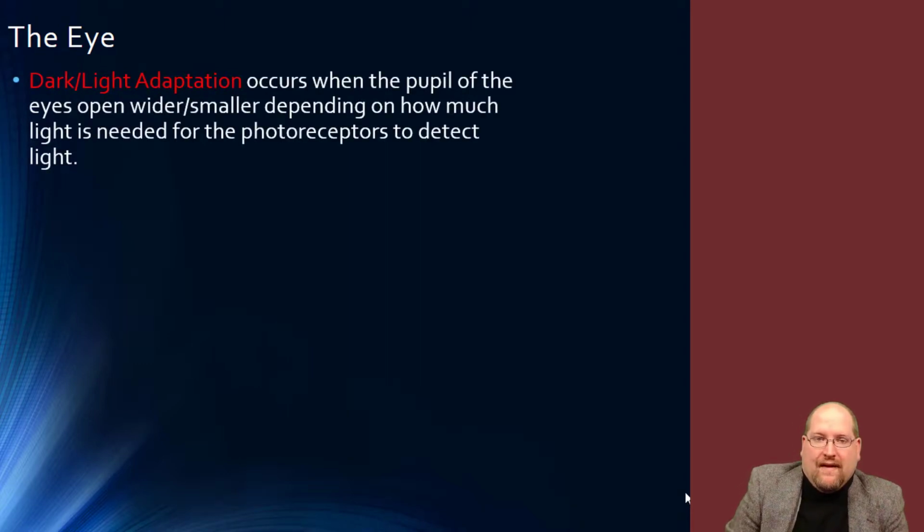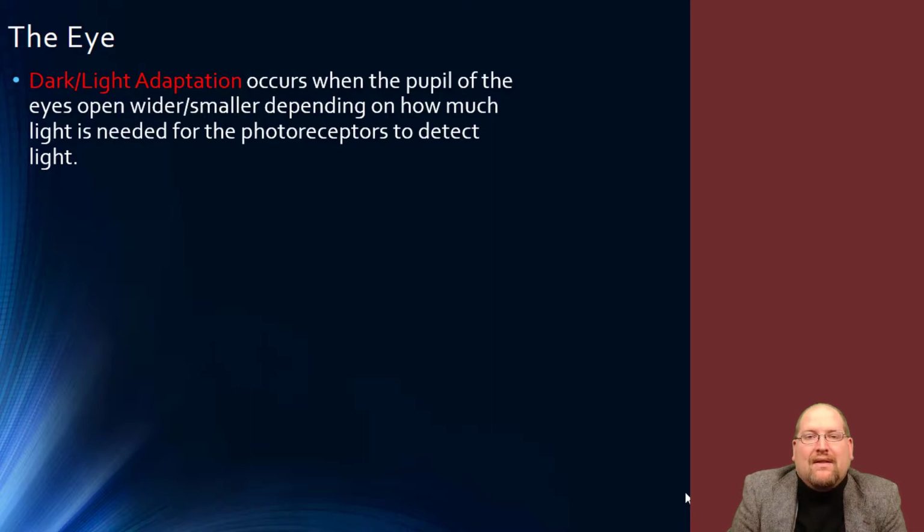You'll notice that there are a lot more rods than there are cones. We have to talk about a couple different aspects of the eye that our eyes are able to understand and interpret. Light to dark adaptation occurs when the pupil of the eye gets bigger or smaller, depending on how much light is needed for the photoreceptors to detect the light.